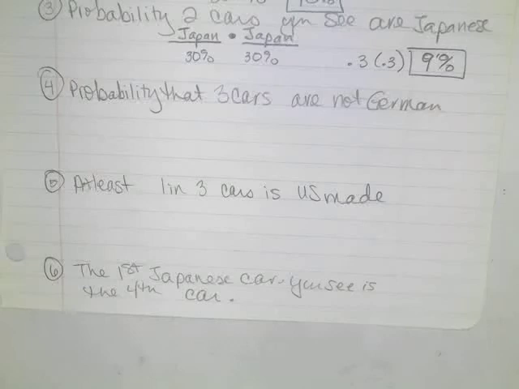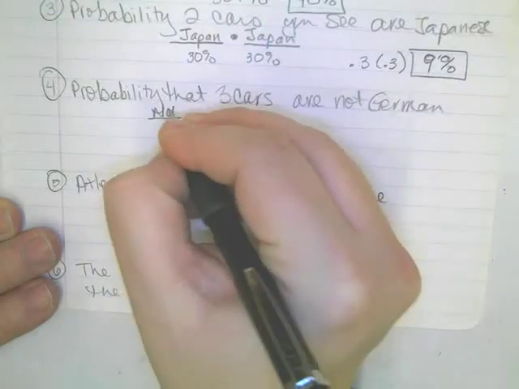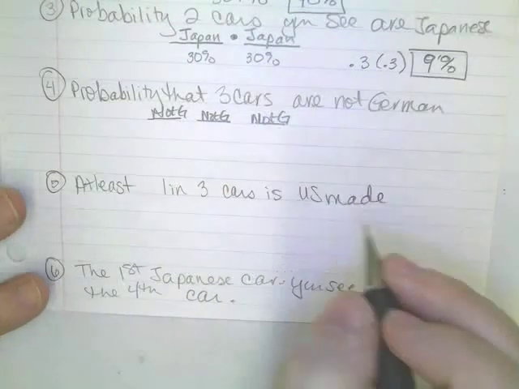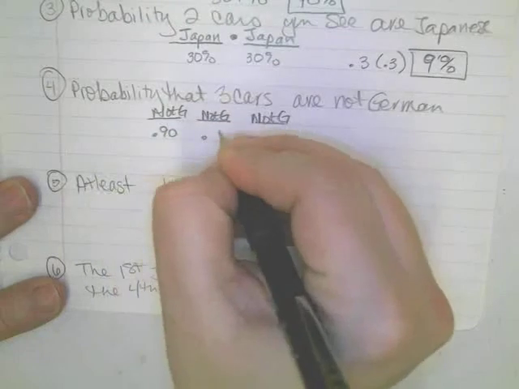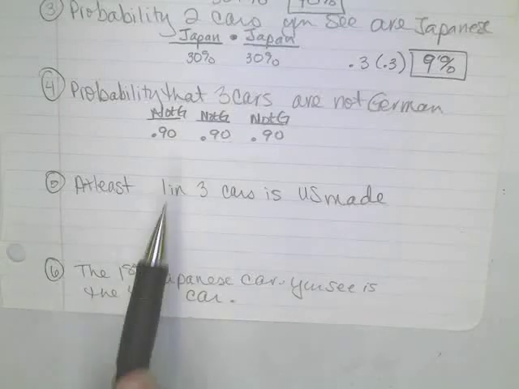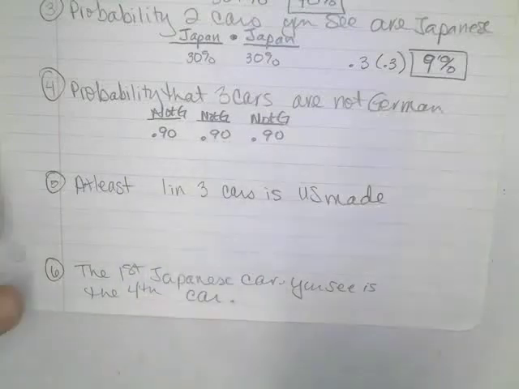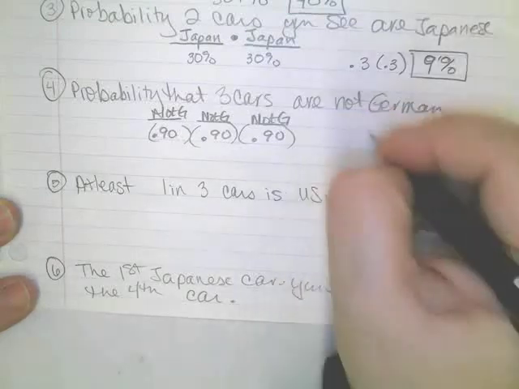Okay, so the probability that 3 cars are not German. So I got 3 cars, not German, not German, not German. Well, German is only 10%, so I have 90%, so 0.90, 0.90, and 0.90. Now, if I added these up, it would be too high. It'd go to 270%. So for this, because it's multiple cars, you're going to multiply, because I want this to happen, and this to happen, and this to happen. So you multiply those numbers, and I get 72.9%.